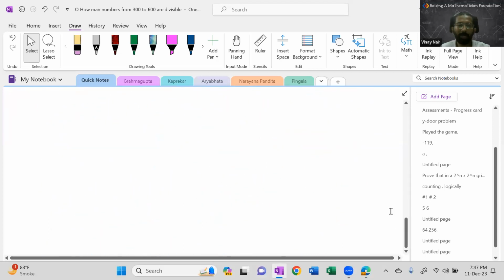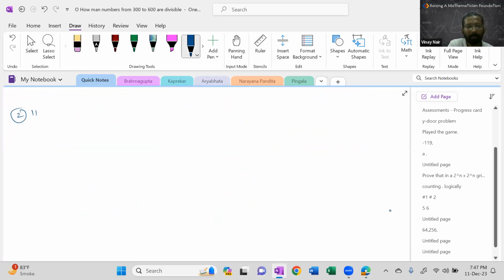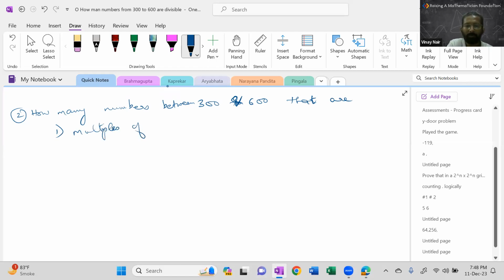Right? So let me change this question slightly. Let me frame a different question. How many numbers between 300 and 600 are, sub question 1, multiples of 3, 4, and 5.